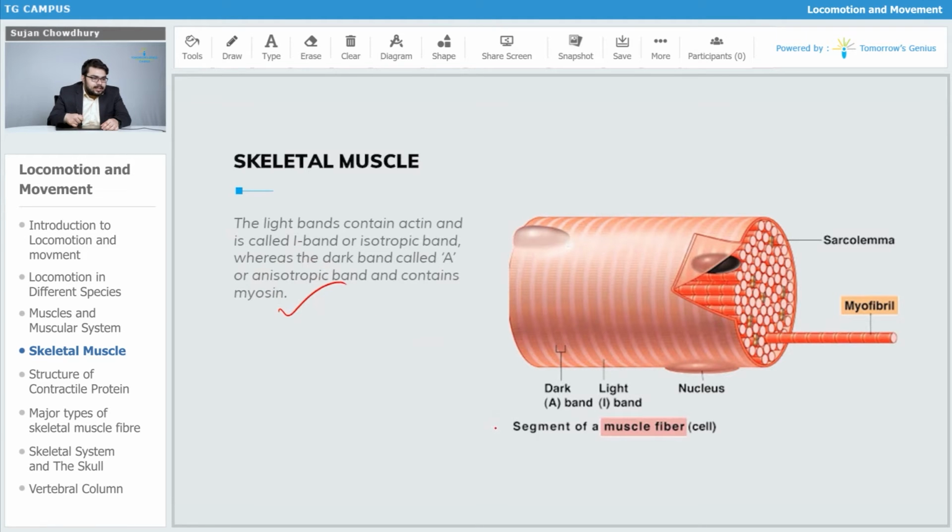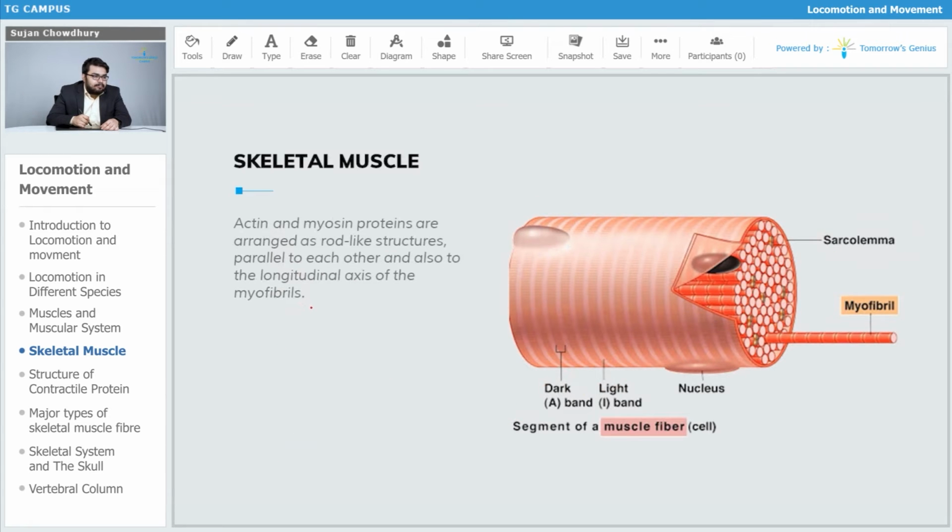Here we can actually see a segment of a muscle fiber with a nucleus present here. We can observe the sarcolemma, the plasma membrane of a muscle fiber. We can observe the myofibrils and definitely the dark and light bands alternately: the light band or isotropic and the dark band or anisotropic band.